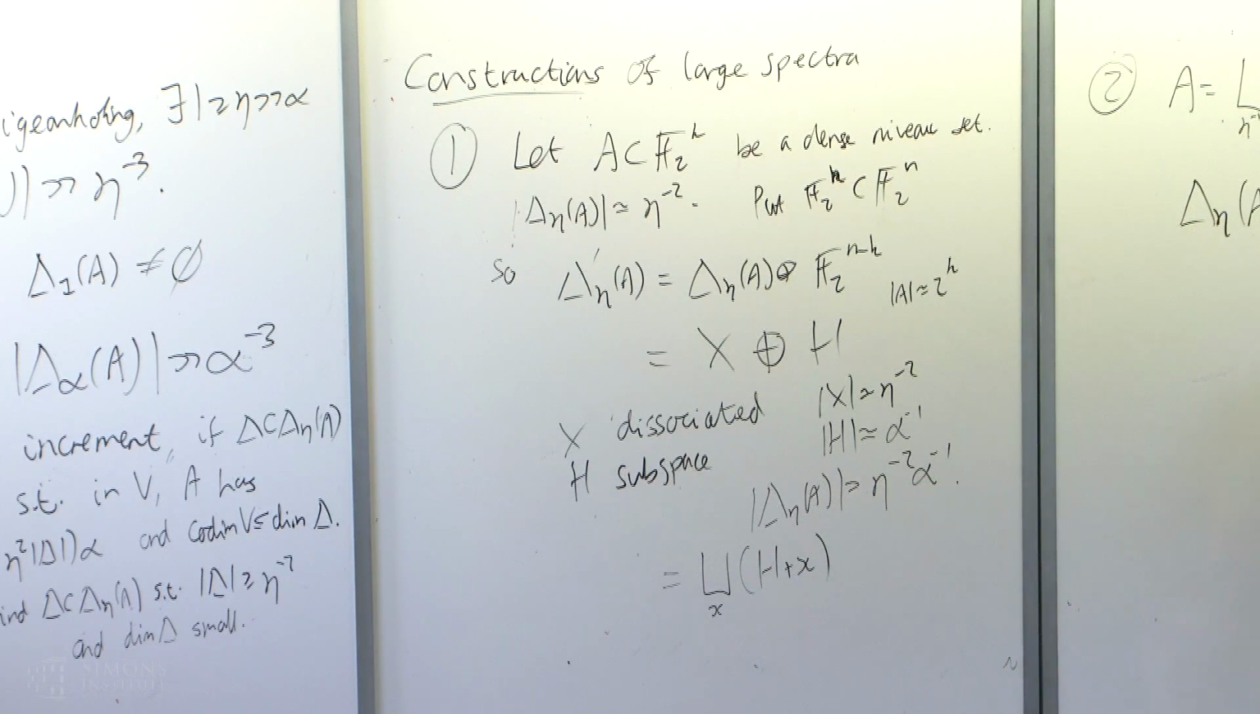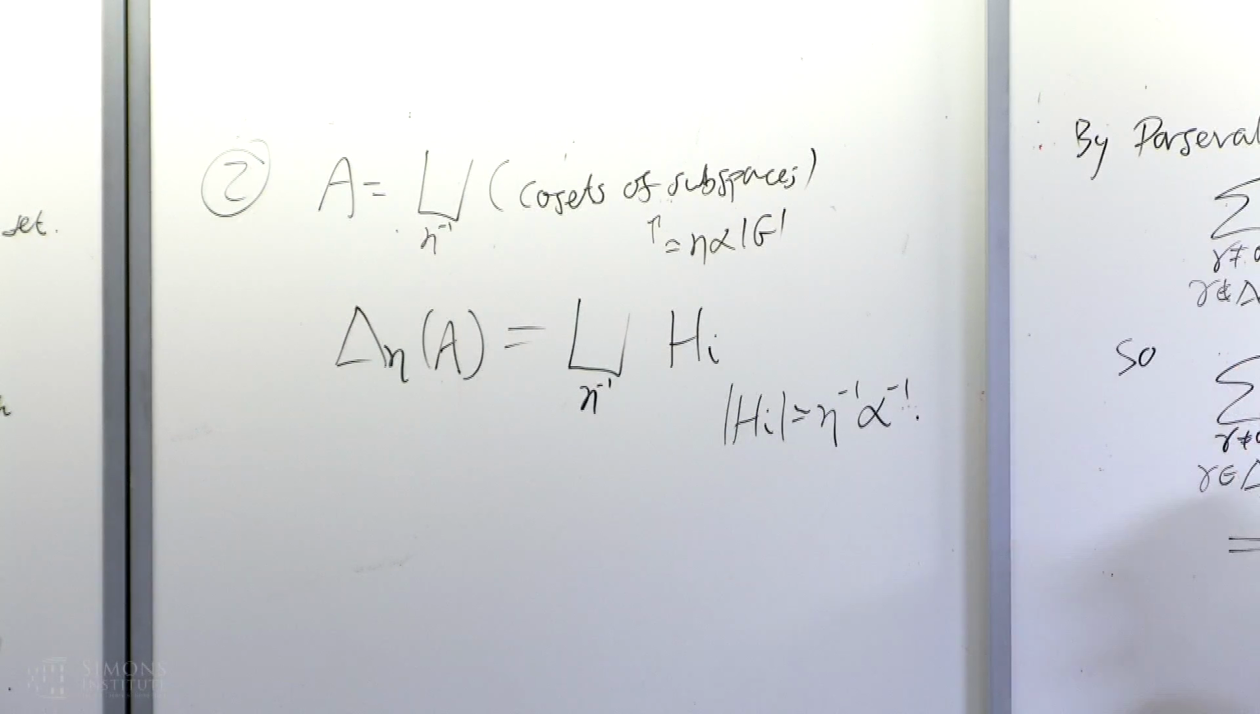Whereas here I'm also taking the disjoint union of cosets, but I have no information at all about the way these see each other. These aren't all translated to the same subspace or anything. They could be completely different subspaces. But on the other hand, I know that individually they're much larger. So this is somehow the two ends of the range that these large spectra can really look like.